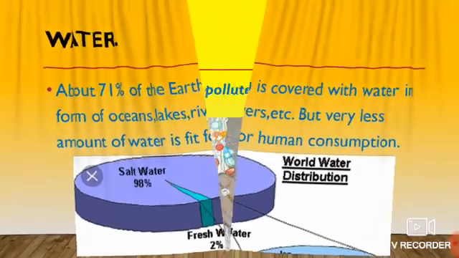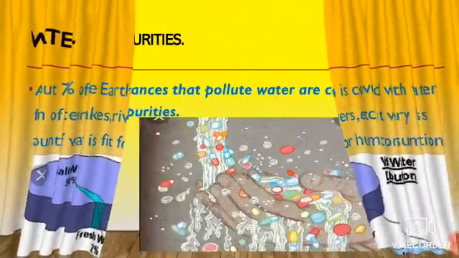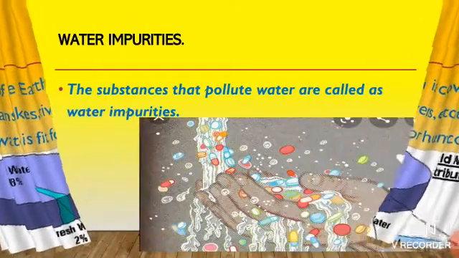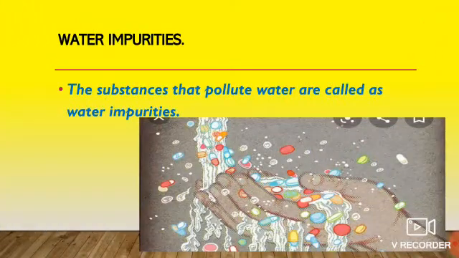Now, water impurities. That means the state of being impure, when something is not pure. The substances that pollute water are called water impurities. Water is being polluted by throwing wastes into various water bodies or oil leakage by water transport, etc.